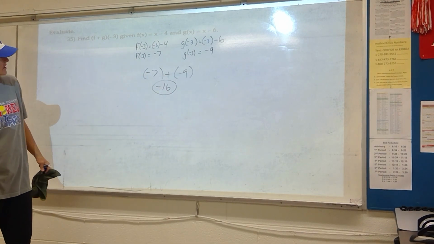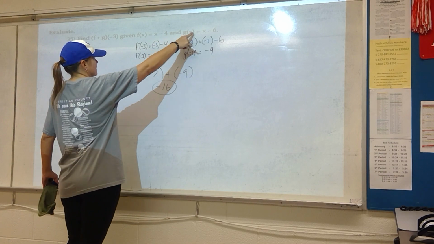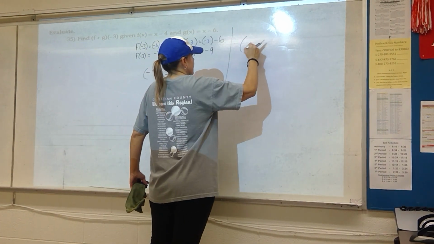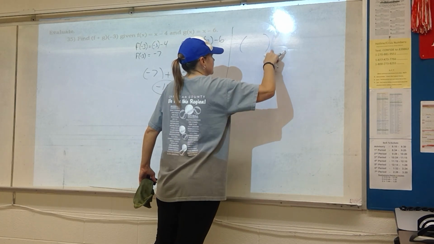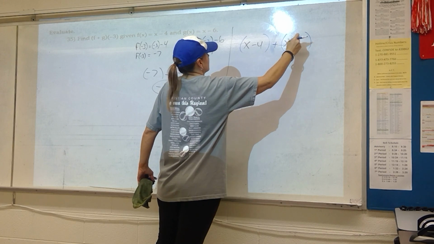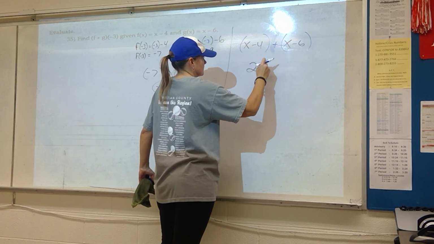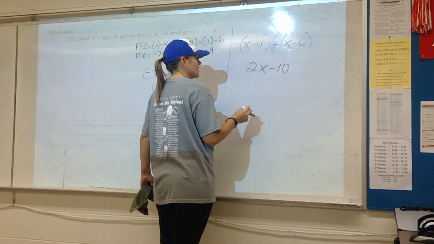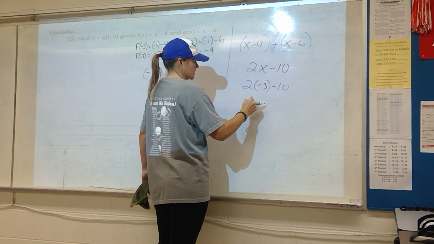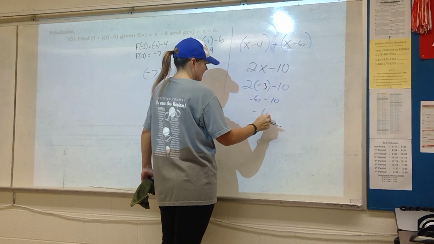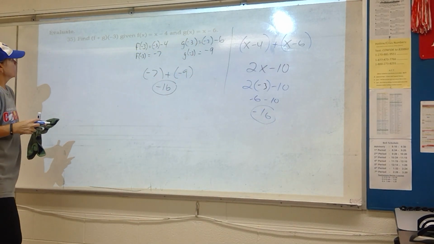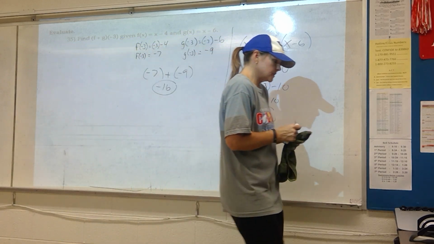If you don't like that method, you could have added these two first. You could have taken f of x plus g of x, combined like terms, then plugged in the -3. And look what you got. Same answer. Coincidence? I think not. Okay, that's 35.